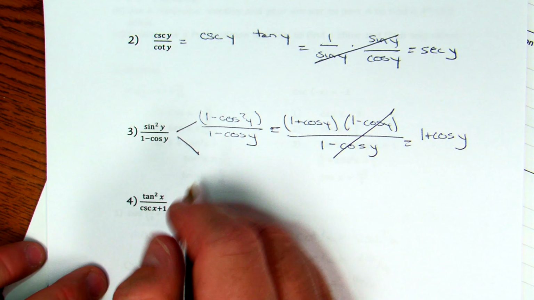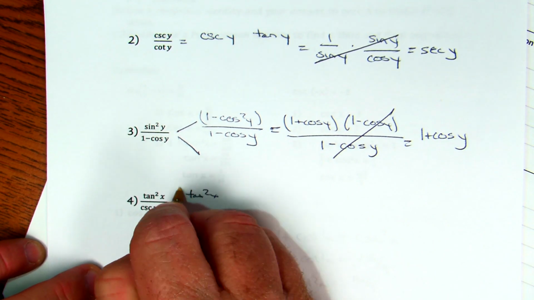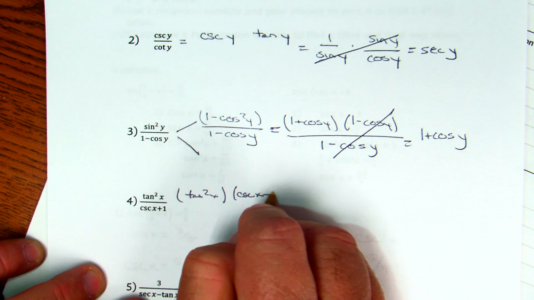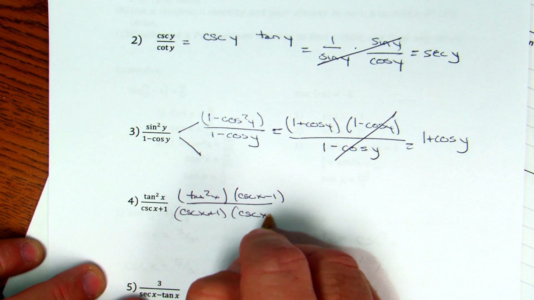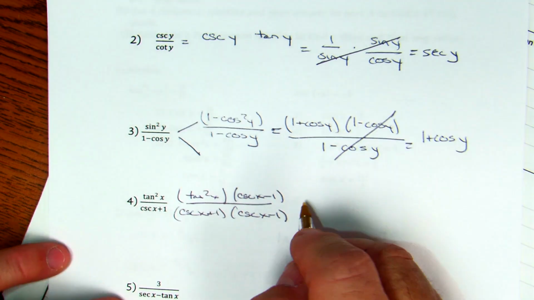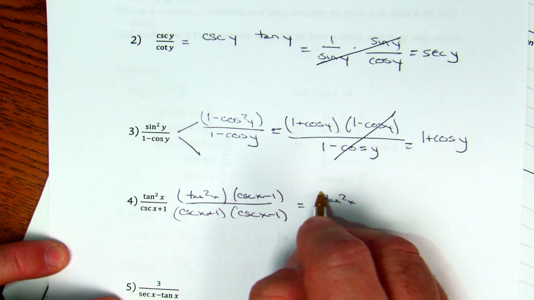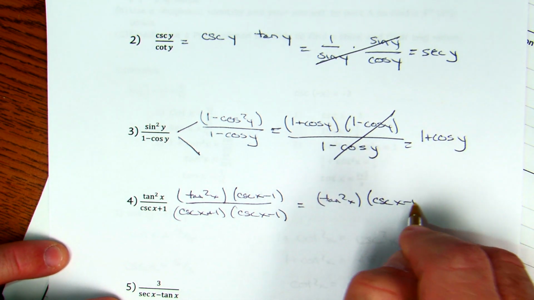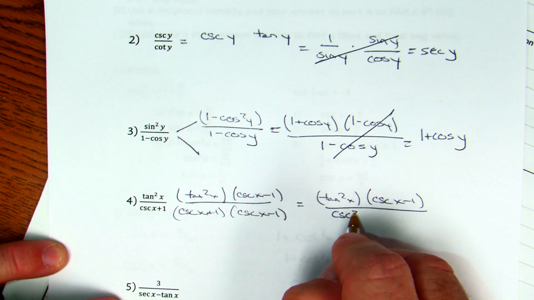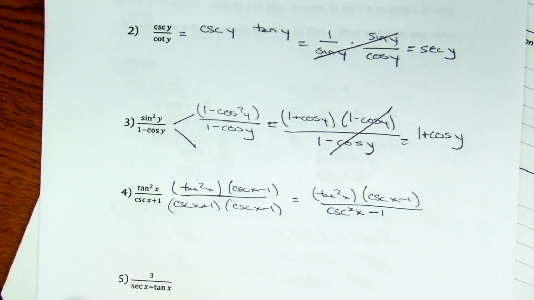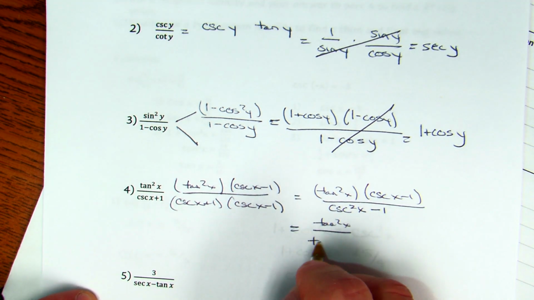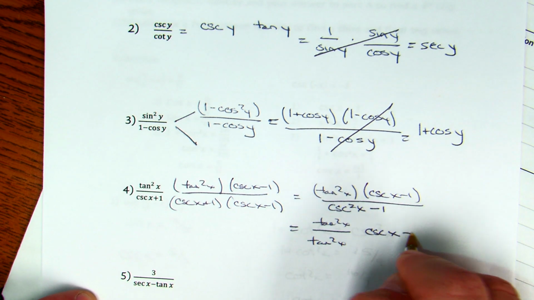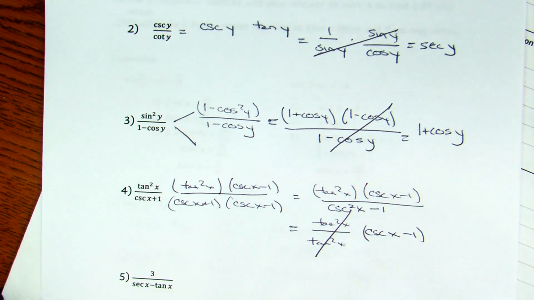The second approach to these types is you can multiply by the conjugate. Tangent squared x, cosecant x minus 1, over cosecant x plus 1, cosecant x minus 1. The top, I'm going to leave without distributing tangent squared x, cosecant x minus 1. The bottom, because of the conjugate, becomes cosecant squared x minus 1. By Pythagorean identities, tangent squared x over tangent squared x, cosecant x minus 1. The tangent squared x's are going to cancel out, leaving you with cosecant x minus 1.